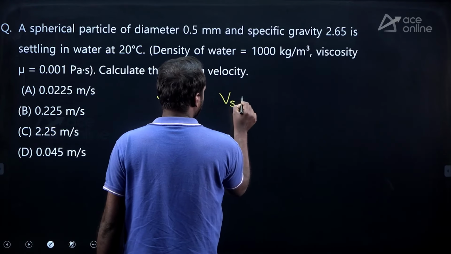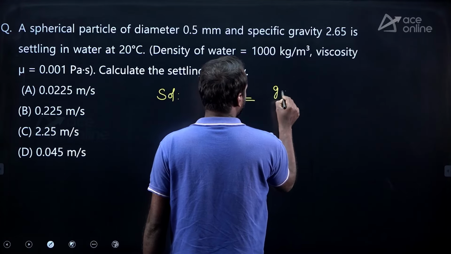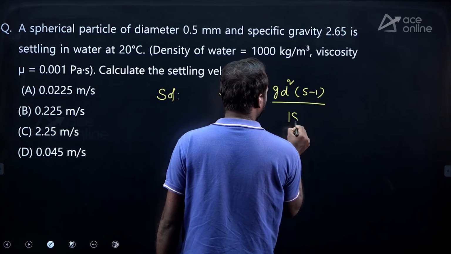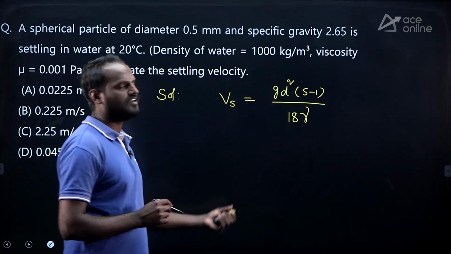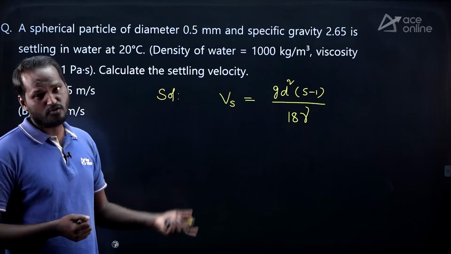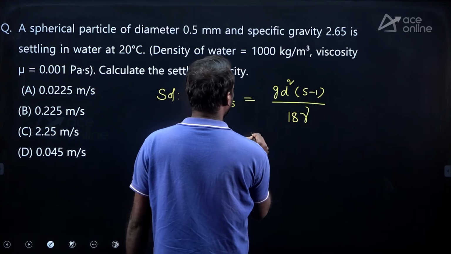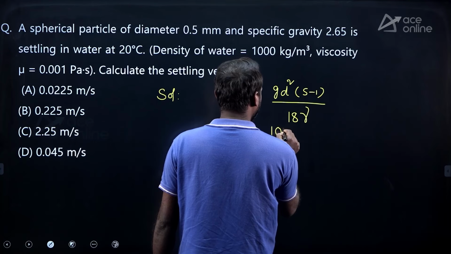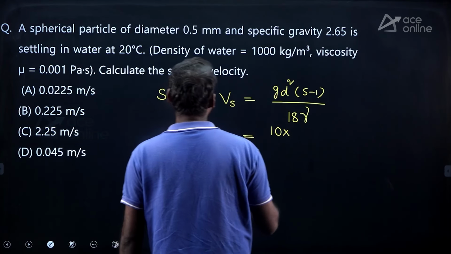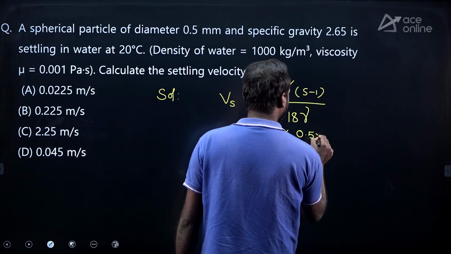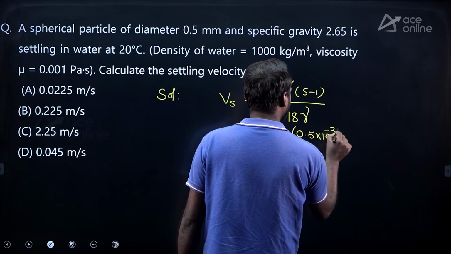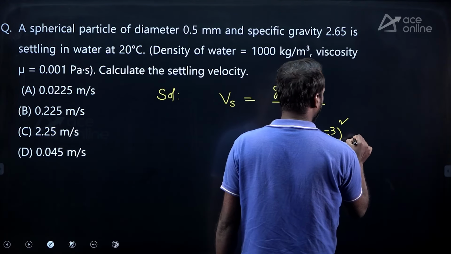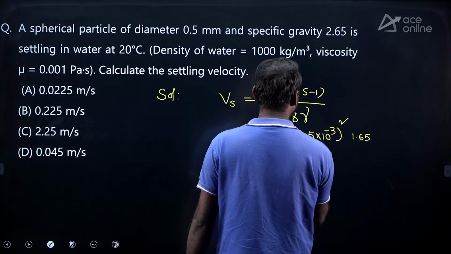Stokes law says Vs, settling velocity, is equal to g d square into S minus 1 by 18 nu. 18 nu is the kinematic viscosity. Sir, viscosity is given. Sorry, density also given. You can take kinematic viscosity. Value of g, for ease of calculation, I am taking 10. D value 0.5 mm means 0.5 into 10 to the power of minus 3, squared, is the D value. S minus 1: specific gravity given is 2.65, so 1.65.